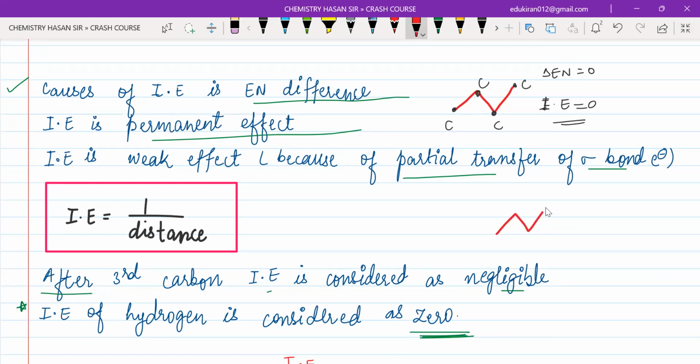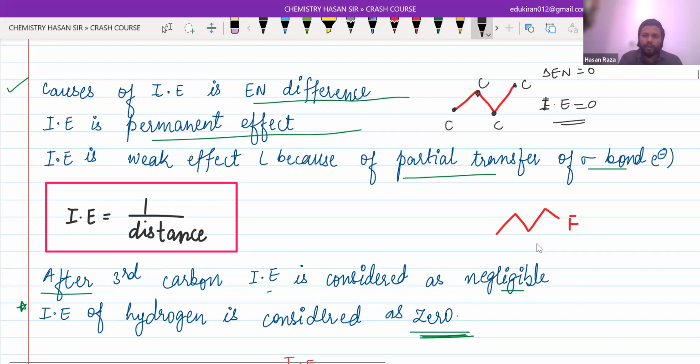But if you take fluorine, I'm going to put a fluorine here. You can see carbon is here, carbon is here, carbon is here, carbon is here. Between carbons the electronegativity is the same because all are carbon, but here fluorine is more electronegative than carbon, so there will be delta negative and delta positive, and here inductive effect will take place. Inductive effect is occurring. Is that clear?